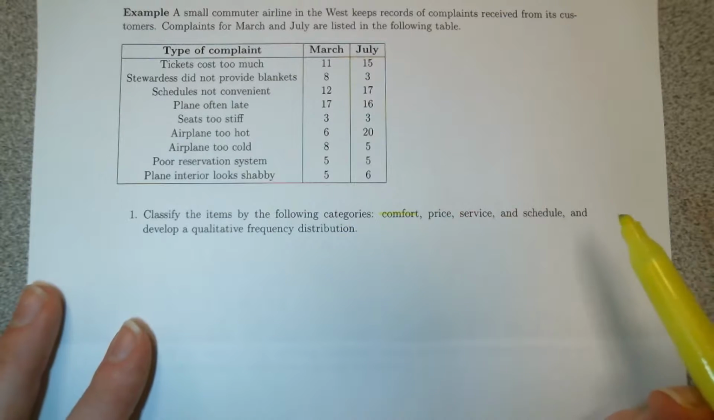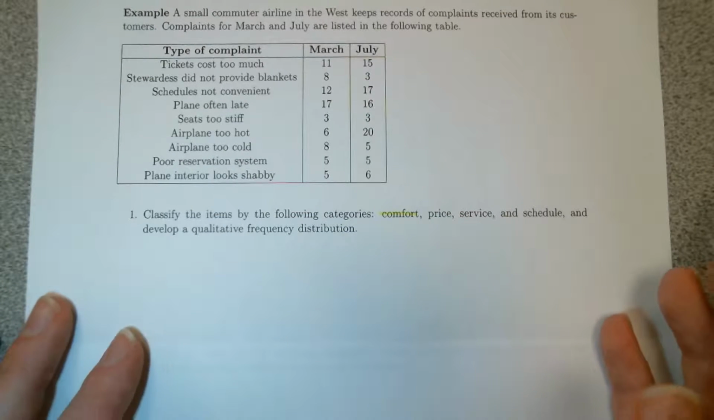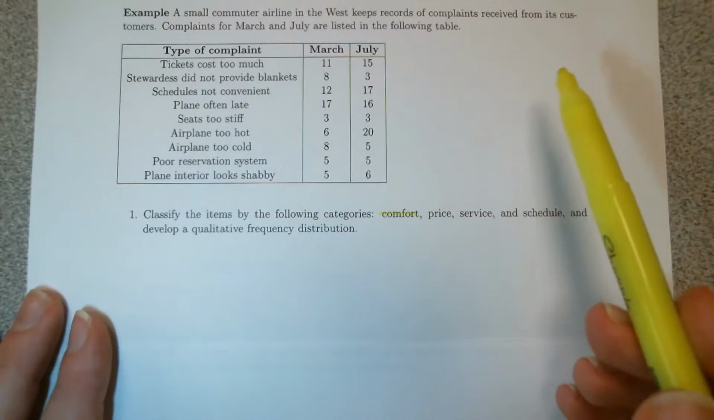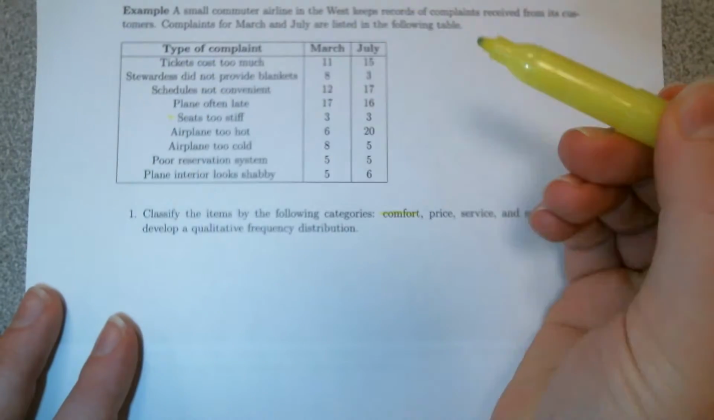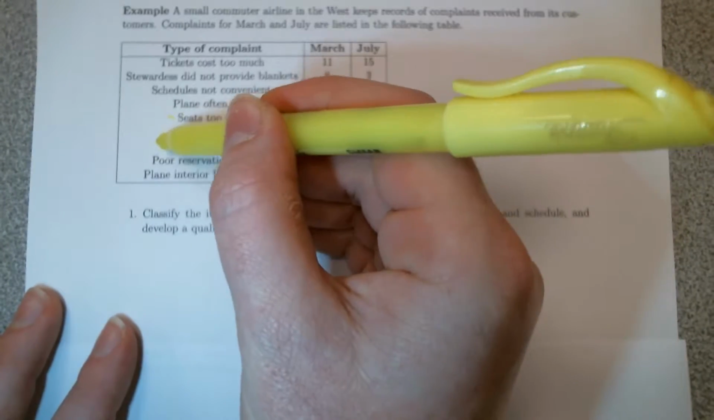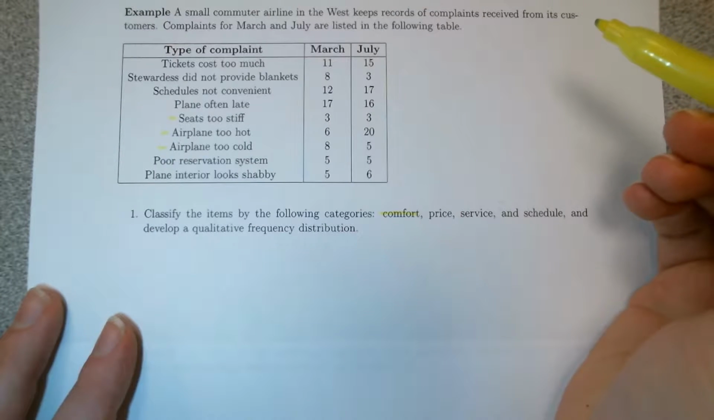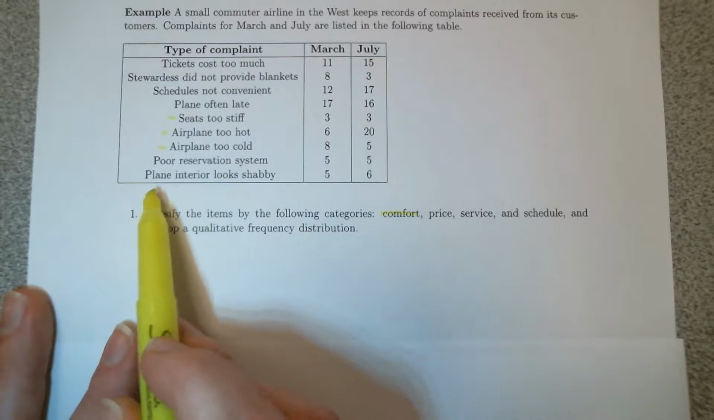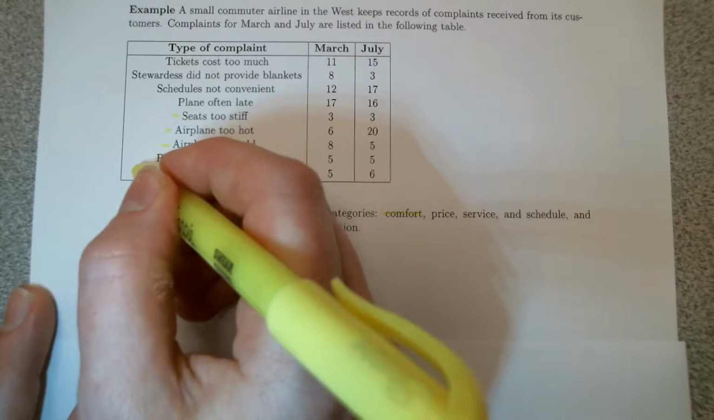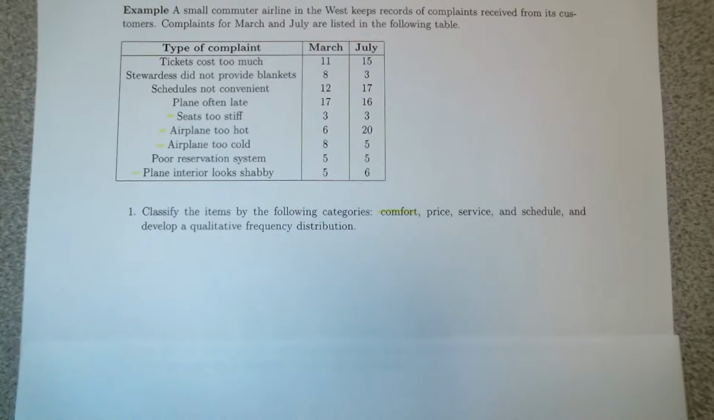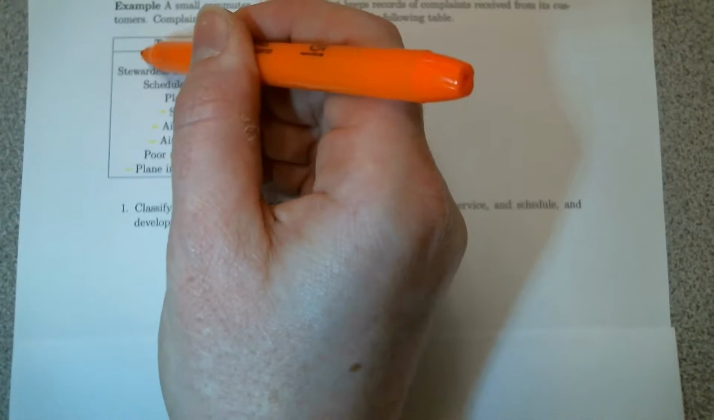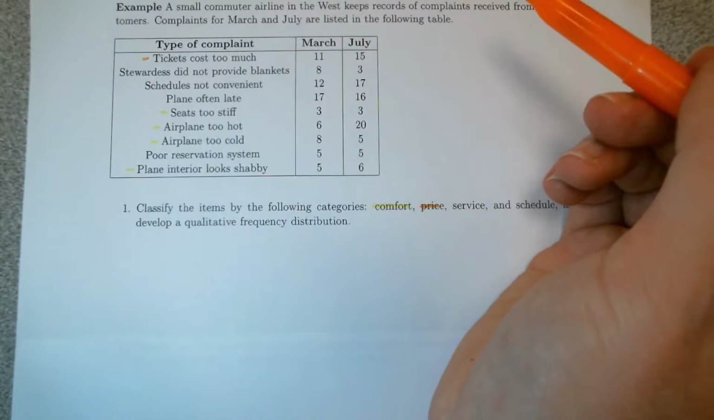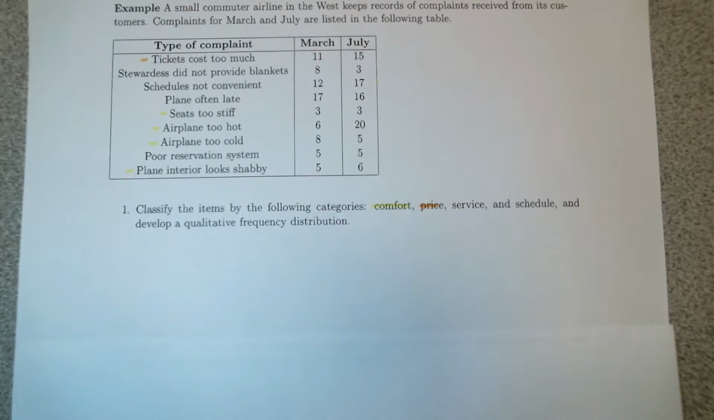I'm going to say that comfort would qualify as, let's see, seats too stiff, airplane too hot or too cold, and I would put the plane looking shabby on the inside under comfort. And then for price, I would say tickets cost too much. That's pretty much it for price.